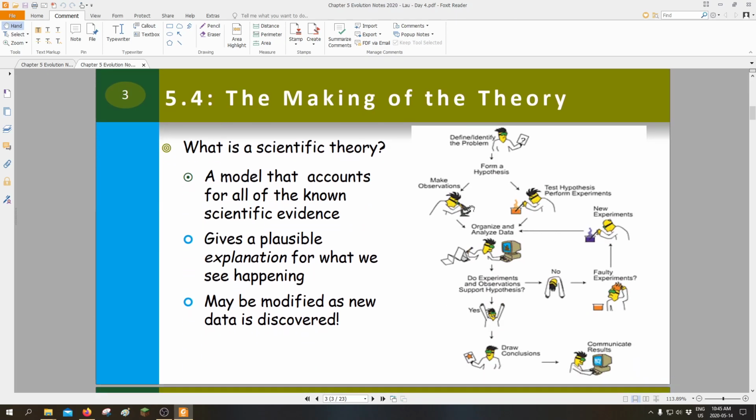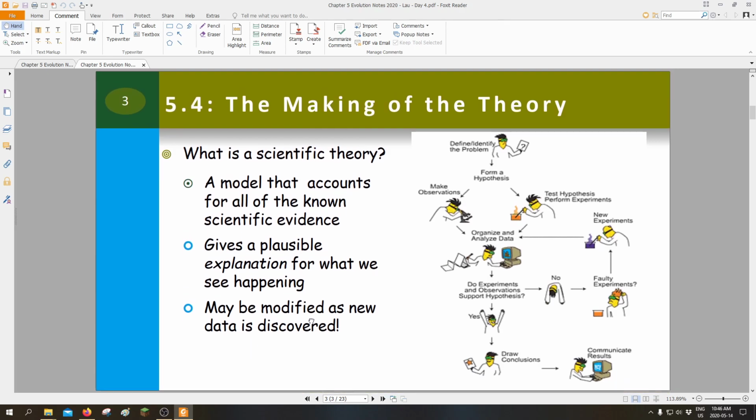Okay, first of all, what is a scientific theory? So it's going to be a model that takes into account all of the known scientific evidence or data that we have in front of us and tries to explain what is happening behind all of this data. And of course, it can change as new data is discovered.